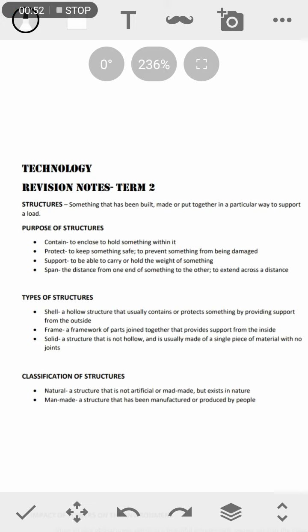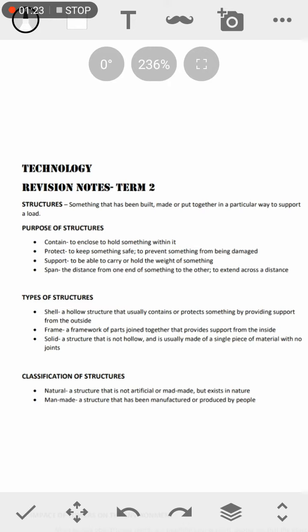We get different types of structures. We have shell, frame, and solid structures. A shell structure is a hollow structure that usually contains or protects something by providing support from the outside. A frame structure is a framework of parts joined together that provide support from the inside. And a solid structure is a structure that is not hollow and is usually made of a single piece of material with no joints.